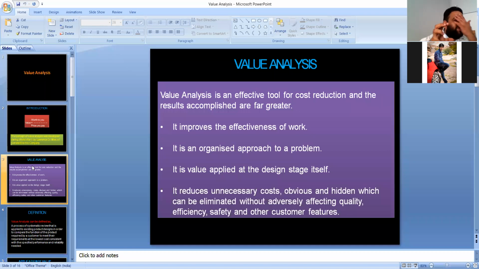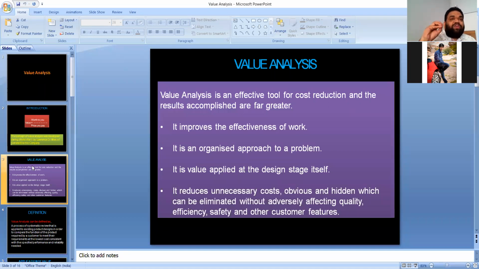See that what we have written, that is, value analysis is an effective tool for cost reduction, and the results accomplished are far greater. So that's what we can say. Next, it improves the effectiveness of work.